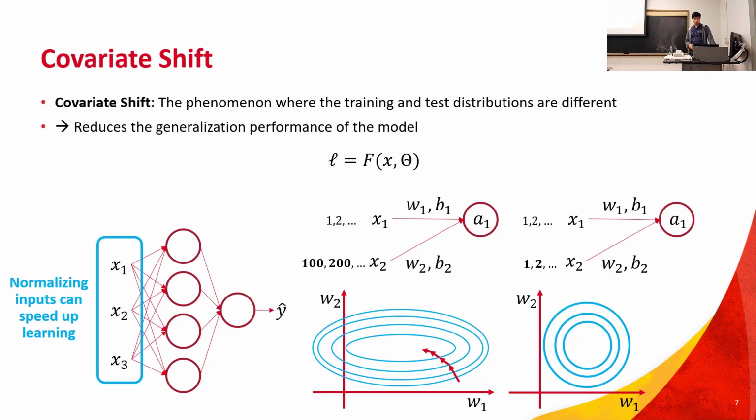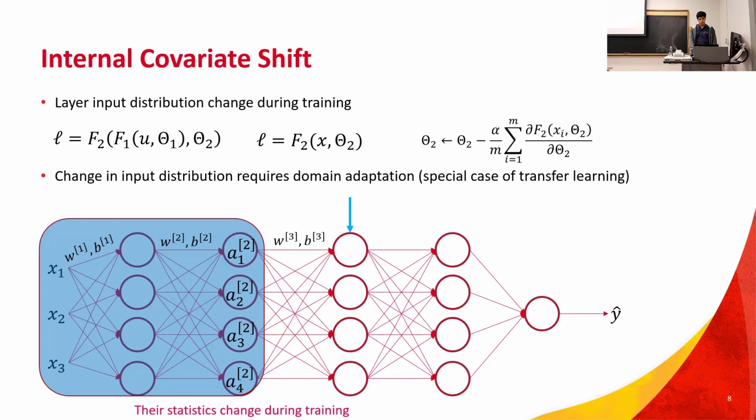So we all know that if you have a network with just one layer, normalizing inputs can speed up learning. Imagine if we have two inputs, and one of them is not on the same scale as the other. That makes the gradient descent really slower. And if we scale them, it will increase our performance and our speed.